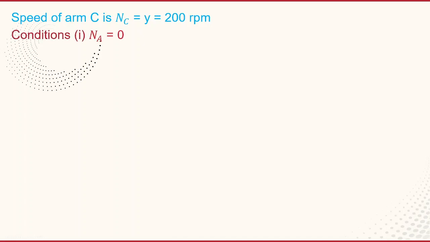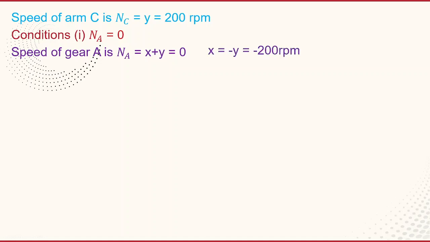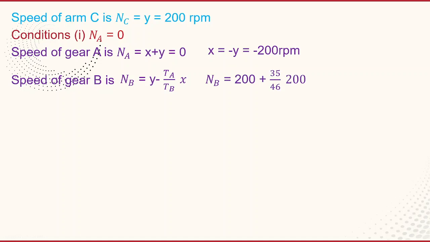Now you can see that two conditions are given. In the first condition, gear A is fixed, that means NA is equal to 0. Based on this condition, the y value is already 200 rpm, and you can calculate the x value. The speed of gear A is x plus y, so x plus y is equal to 0. Then x is equal to minus y, that is minus 200 rpm. So x is minus 200 rpm, y is plus 200 rpm. Now you can find the speed of gear B: NB is equal to y minus TA by TB into x. Substitute the x and y values, TA and TB, then you can obtain the speed of gear B. So the speed of gear B is 352.17 rpm.